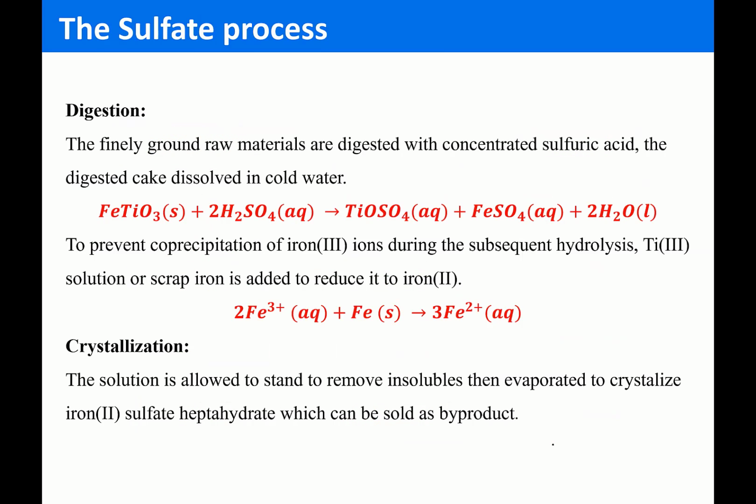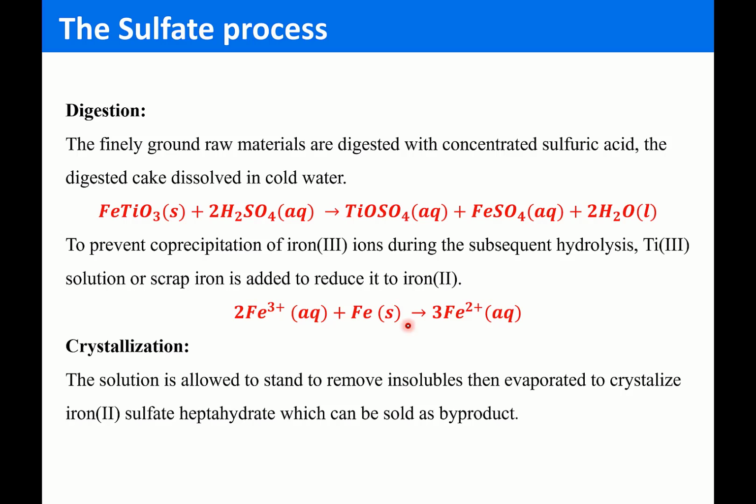Second step is going to be the production step. And in that step, we will have different techniques for production. The first technique is called the sulfate process, and this is typically used for producing titanium oxide from ilmenite. In this case, you will take the finely ground raw materials and digest them with concentrated sulfuric acid. The sulfuric acid will dissolve iron content into iron sulfate and the titanium content into titanium sulfate. And to prevent the co-precipitation of iron-3 ions during the hydrolysis, typically we add titanium-3 solutions or elemental iron to reduce all the iron content in your reaction mixture to iron-2 so it doesn't co-precipitate during the second step.